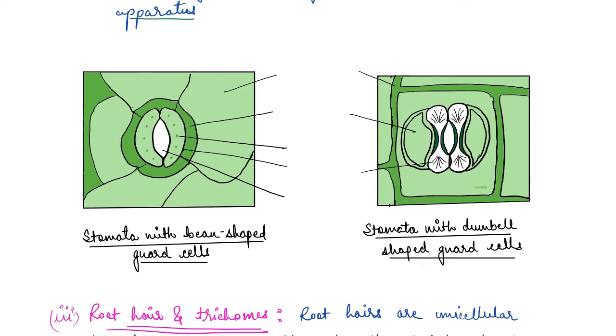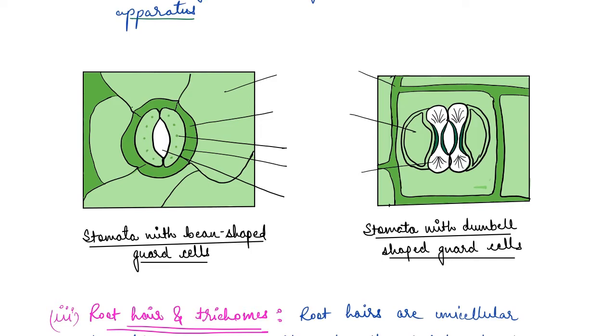The outer wall of guard cells, which is away from the stomatal pore, is thin. And the inner wall, which is towards the stomatal pore, is thick. So remember that the inner wall is thick and the outer wall of the guard cell is thin, right? Now the guard cells possess chloroplasts, and that regulates the opening and closing of stomata.